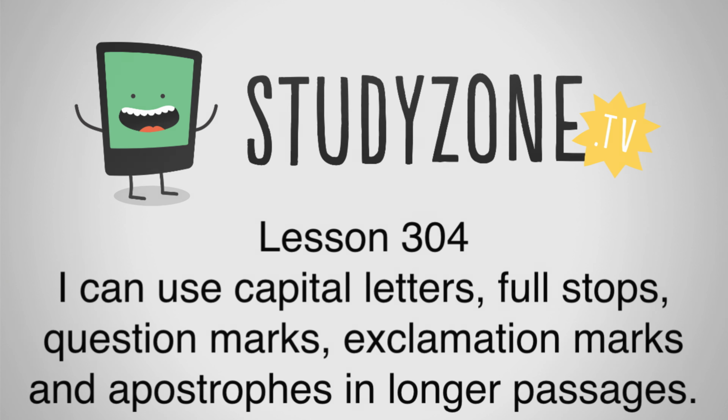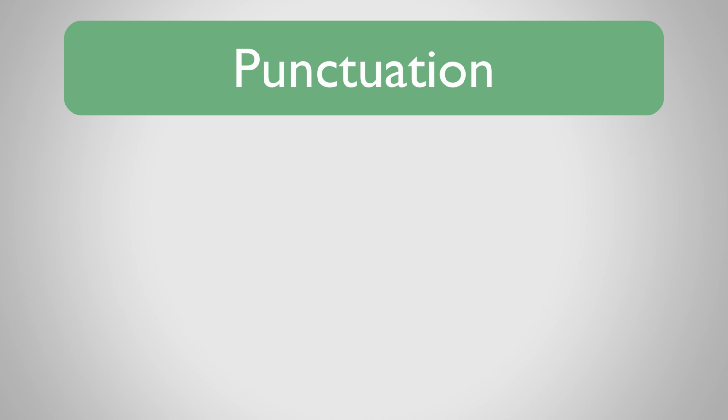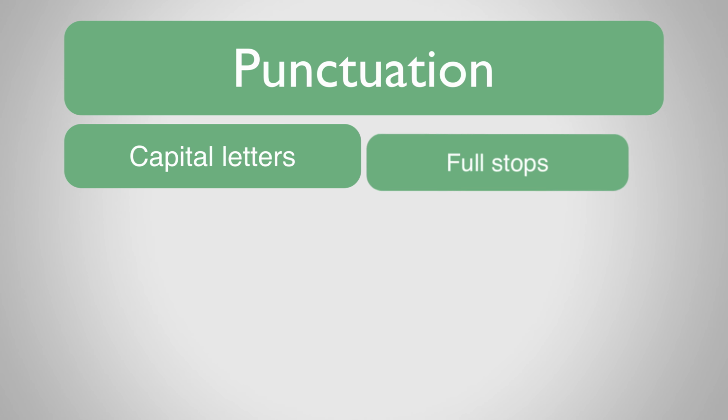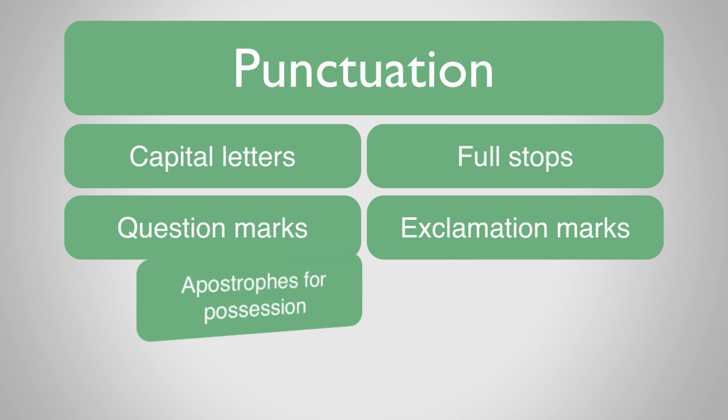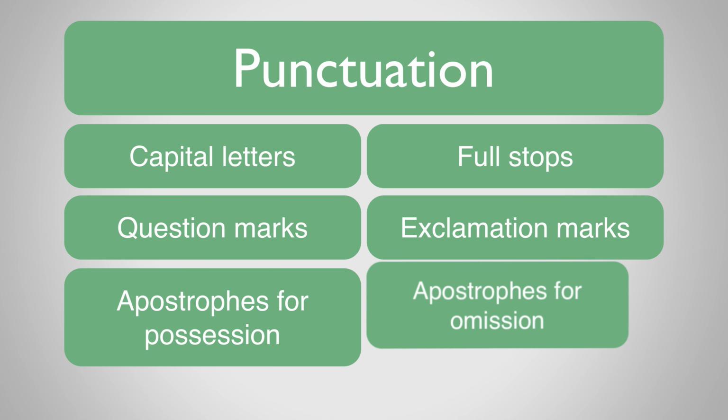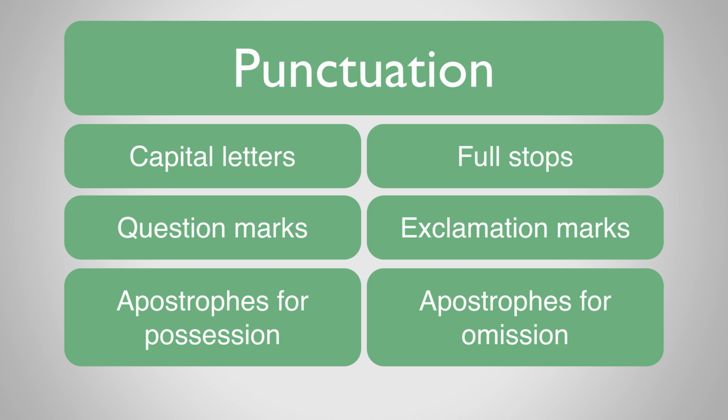We already know a lot about punctuating sentences, including how and when to use capital letters, full stops, question marks and exclamation marks. We also know how to use apostrophes to show possession and apostrophes to show omission. Let's now apply our skills to a slightly trickier sentence.